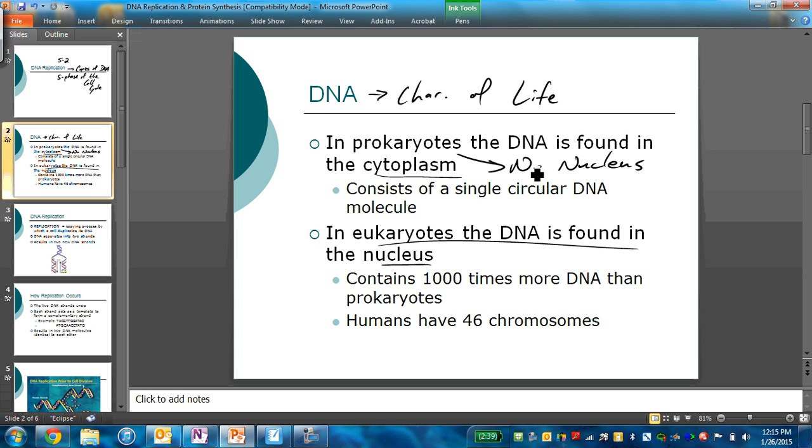Also, in bacteria and prokaryotes, it consists of a single circular piece of DNA, whereas eukaryotes have about 1,000 times more DNA, and it exists in the form of chromosomes, which look like this. When we go through S phase, or replication, we turn that simple chromosome into a duplicated chromosome, which is what we're going to look at today and see how that is done.